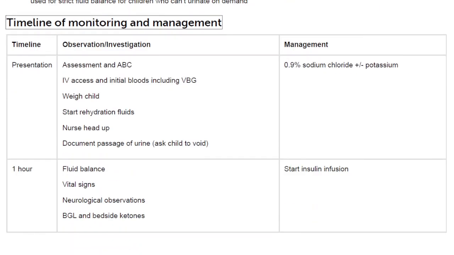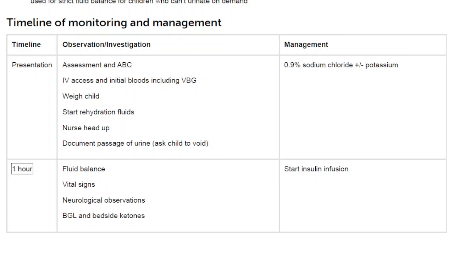Timeline of monitoring and management. Timeline. Presentation. Observation/investigation. Assessment and ABC. IV access and initial bloods including VBG. Weigh child. Start rehydration fluids. Nurse head up. Document passage of urine, ask child to void. Management, 0.9% sodium chloride plus potassium.